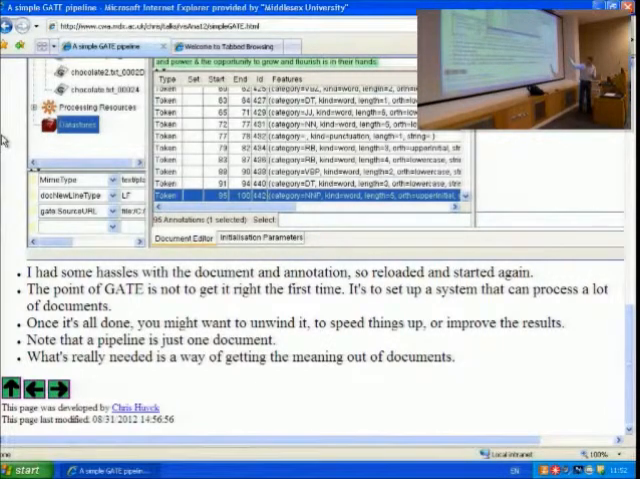Note that pipeline is just one document. What's really needed is a way of getting meaning out of documents. Right? So it's not like that latent semantic analysis stuff where you get out a bag of words. You actually want to get the meaning out of a document. That's really, really hard.